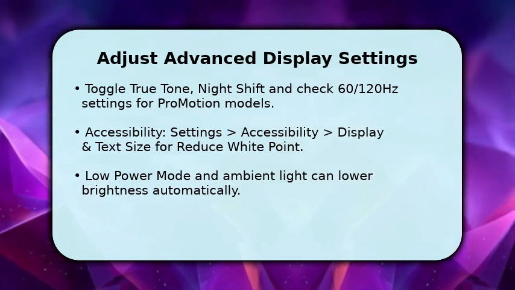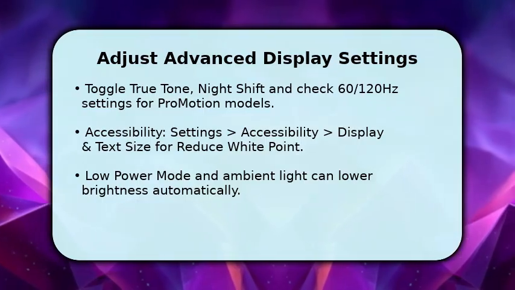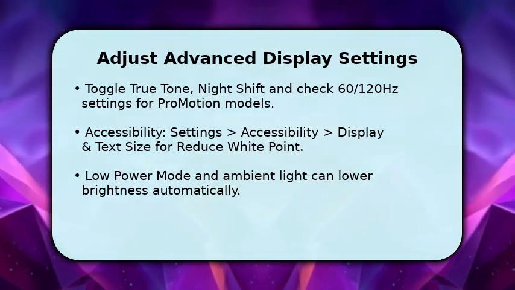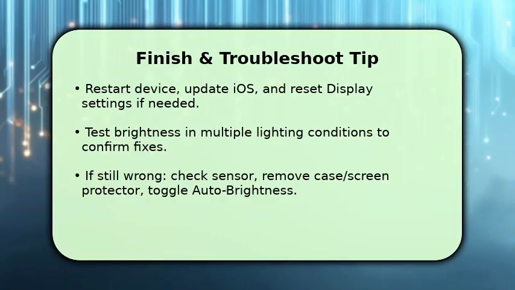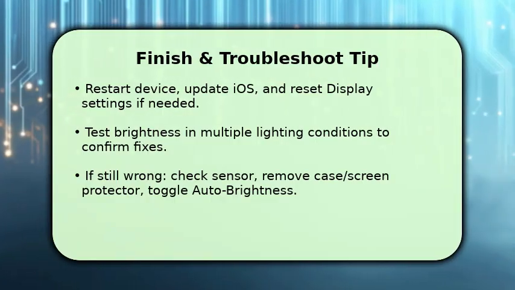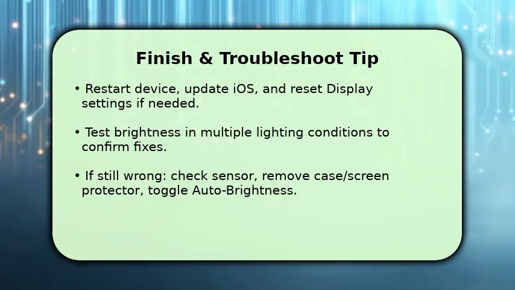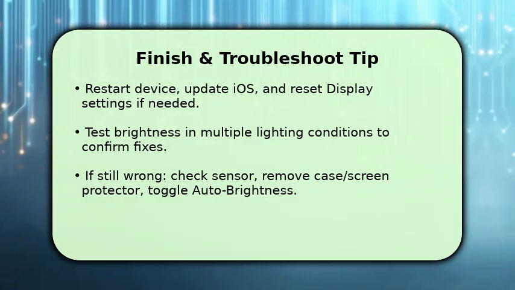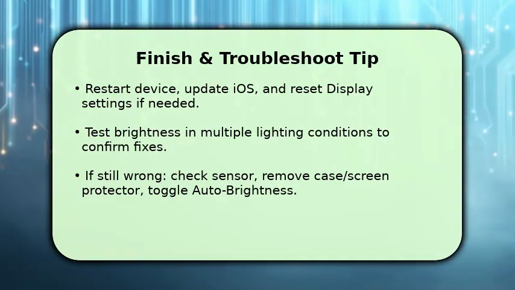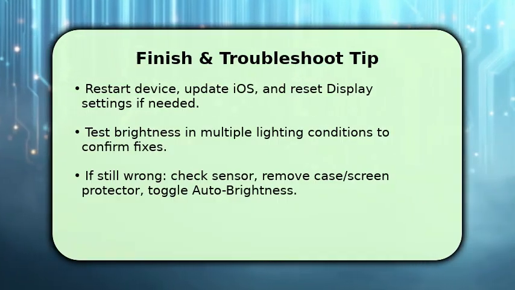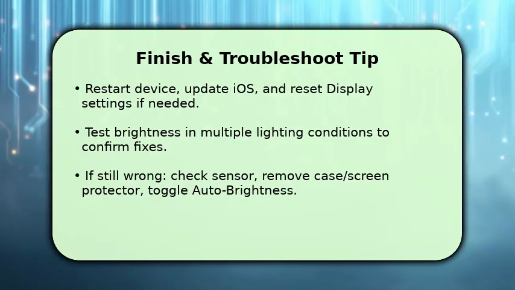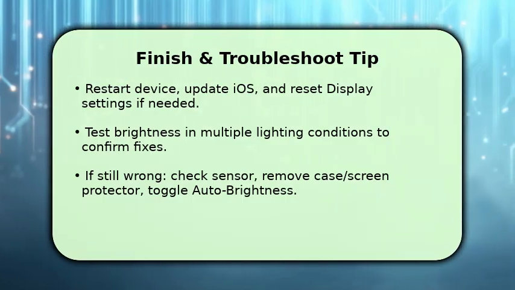while calibrating. Finish by restarting your iPhone and installing any pending iOS updates. System bugs sometimes limit brightness. If problems persist, reset display settings or reset all settings as a last resort. This preserves data but clears display-related tweaks. Test in bright outdoor sunlight and dim indoor rooms to ensure consistent behavior.